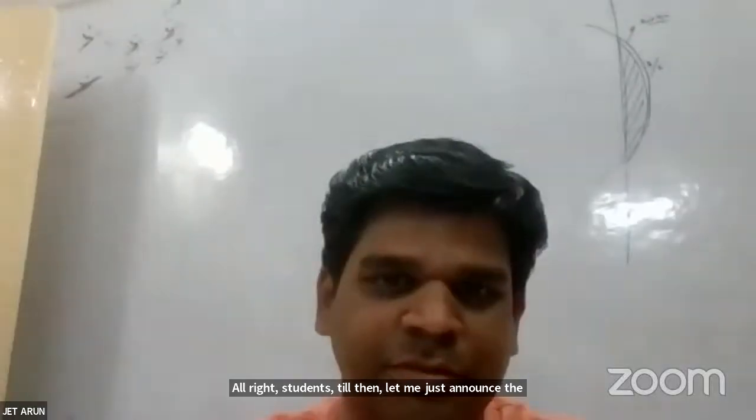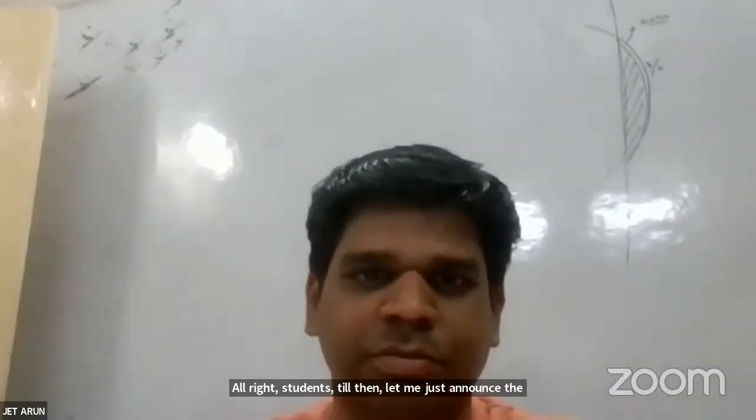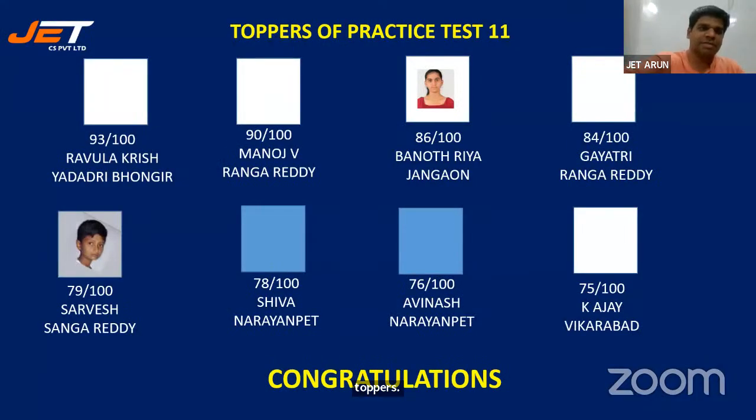All right, students, till then, let me announce the toppers. Here are the topper students. Krish scoring 93 out of 100. Manoj 90 out of 100. Riya 86 out of 100. Gayatri 84 out of 100. Sarvesh 79 out of 100. Shiva 78 out of 100. Avinash 76 out of 100. And K. Ajay 75 out of 100. Congratulations, students. Scoring very well. Performance is consistent. Really good.